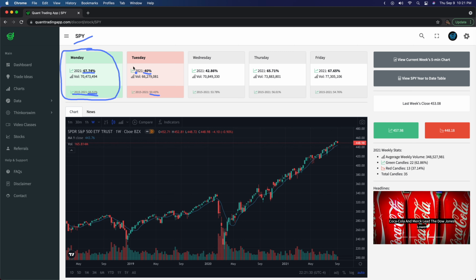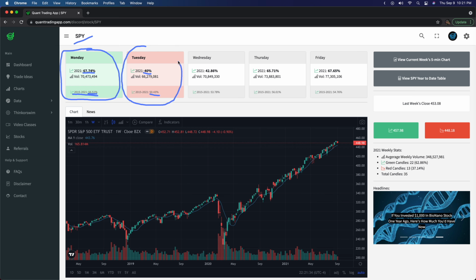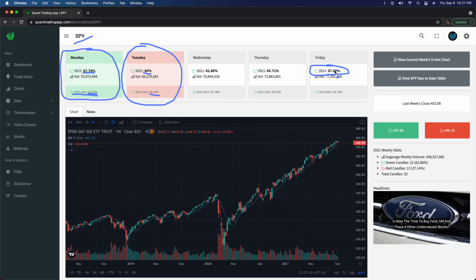So for the past 5 years now, Tuesday, the SPY has performed historically the worst. And even that's holding true for the current year. And as we can see, Fridays also very likely the market actually closes green.